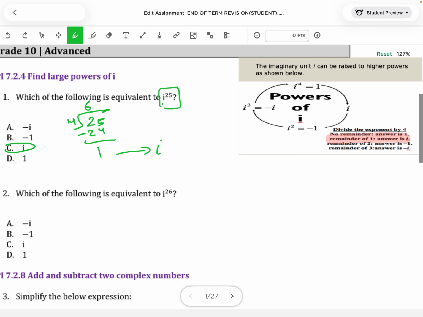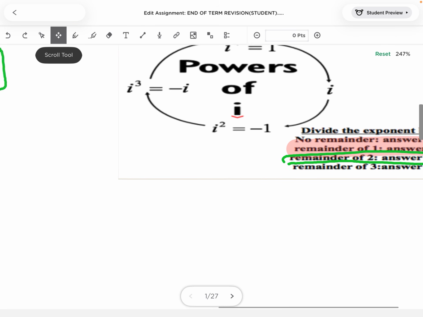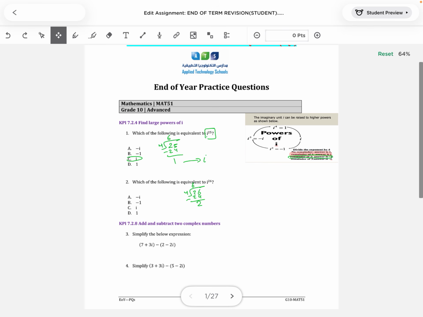Second, with the same story. 26 divided by 4 is 6, 24, subtract, 2. So when the remainder is 2, the answer will be what? Negative 1. That's it.